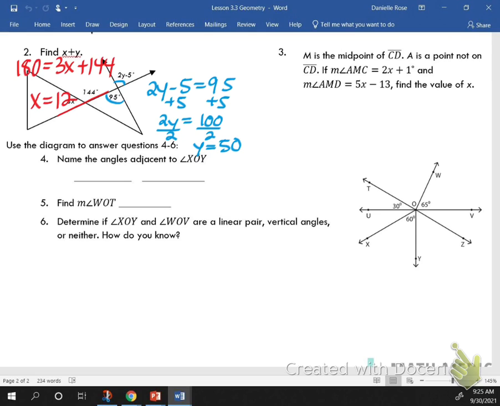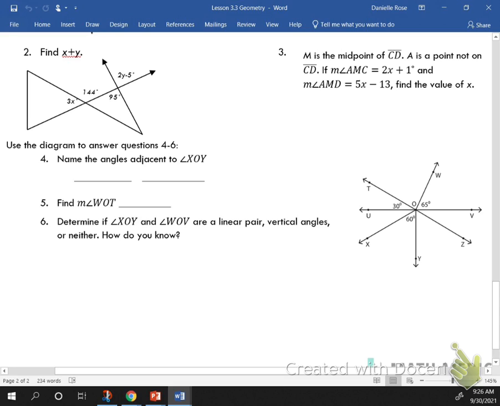Questions about number 2? Number 2 is very similar to what you might see on a concept check or a test question. Okay? Yes. So I need to find x plus y. Oh, you're right. X plus y. I just thought that meant find x and y. I think it just means find x and y. Okay? Cool. Questions? One question that came up was adjacent. Adjacent means next to. Identify the angles next to x, o, y.